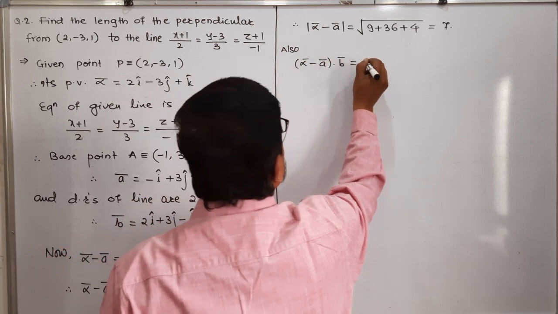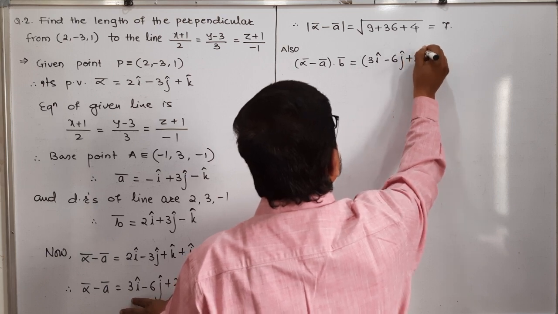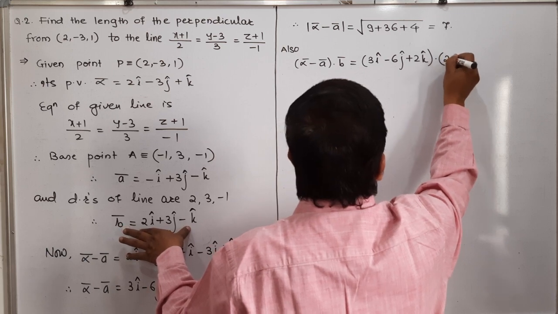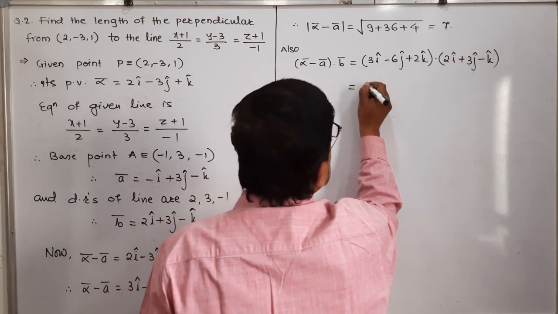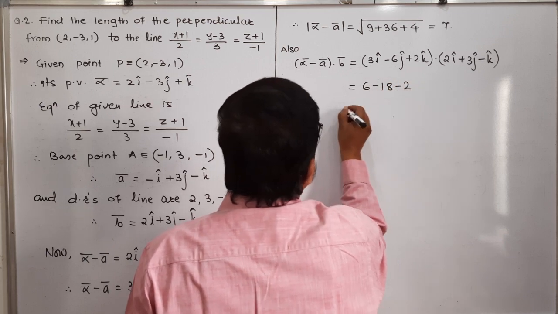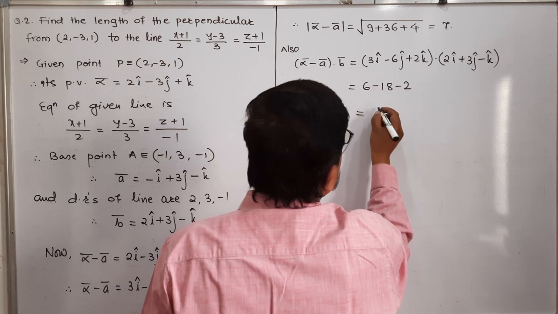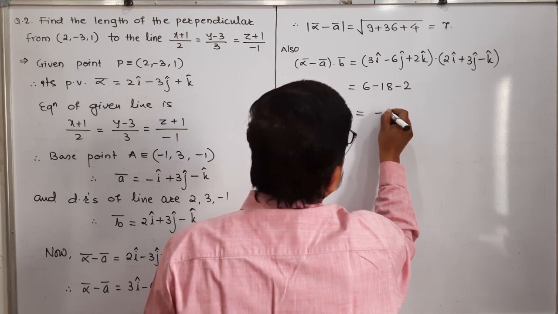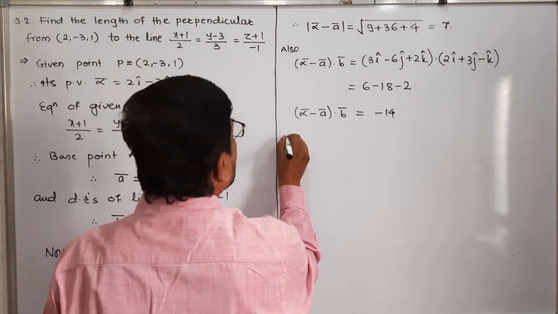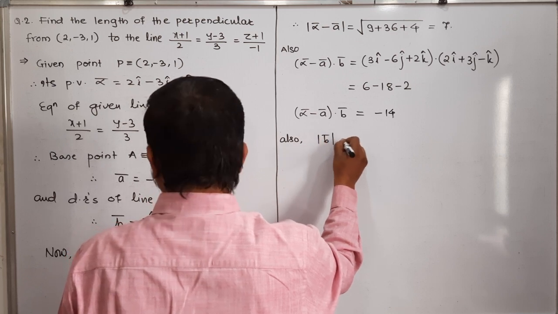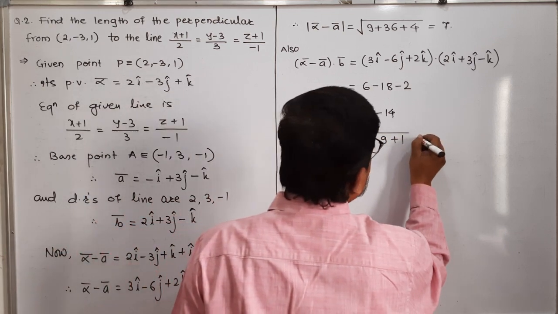vector dot b vector is equal to (3i cap minus 6j cap plus 2k cap) dot b vector, which is 2i cap plus 3j cap minus k cap, that is equal to 6 minus 18 minus 2. Therefore, alpha vector minus a vector dot b vector is equal to minus 12 minus 2, that is minus 14. Magnitude of b vector is also under root of 4 plus 9 plus 1, that is under root of 14.